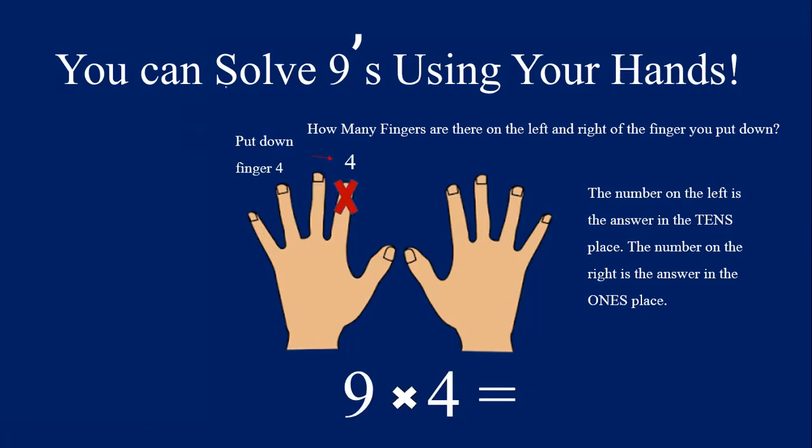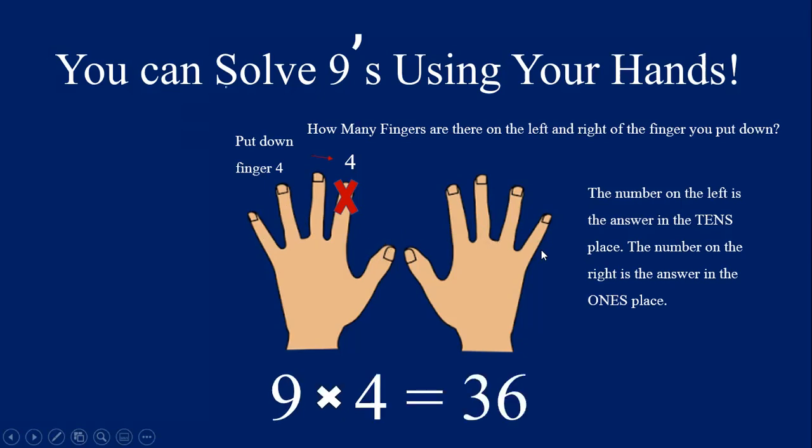All right, let's try 9 times 4. Put down your fourth finger. How many fingers are up on the left? 3. How many fingers are up on the right? 1, 2, 3, 4, 5, 6. So 3, 6 is the number 36. 9 times 4 equals 36.